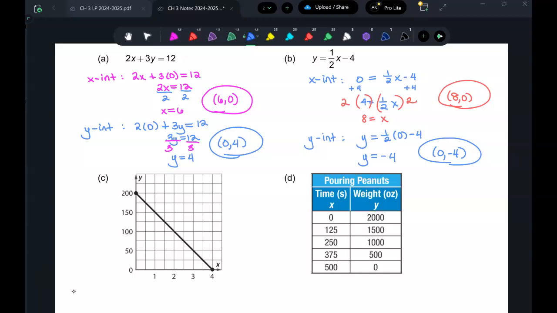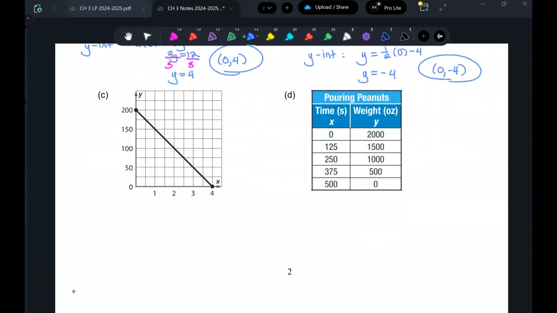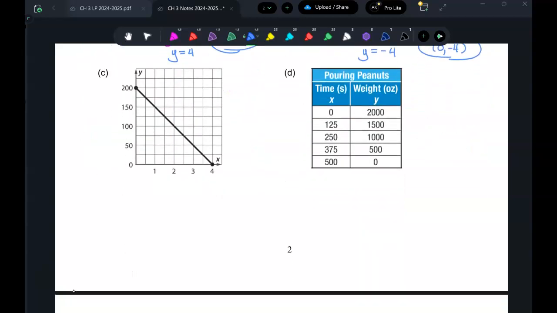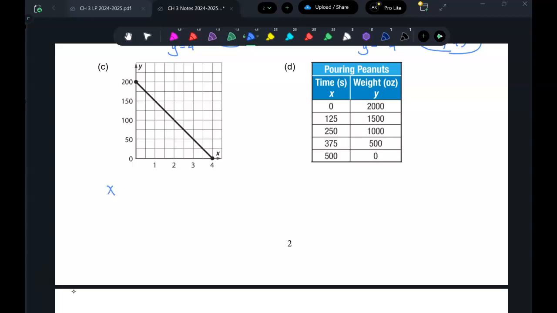Okay, good. Any questions on those? Easy? Okay. For the next two, this one I'm going to give you a graph. The other one I'm just going to give you the table.